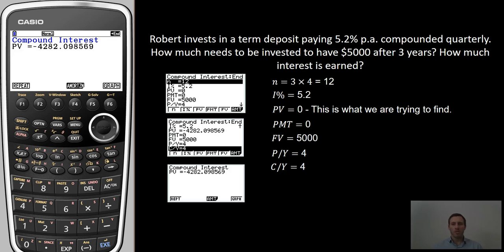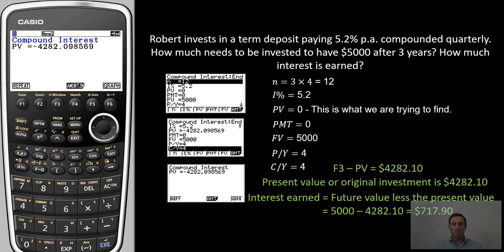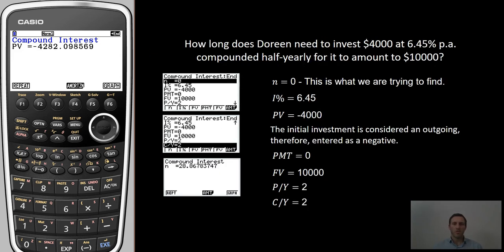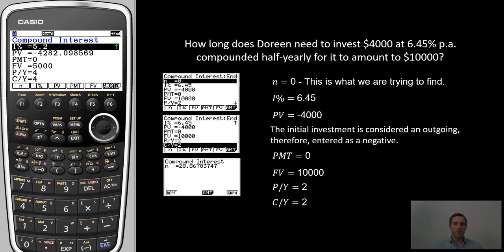Now we want to know how much interest is earned. We know our present value is $4,282.10. We take this away from our future value and we find that we earn $717.90. Let's look at how long it takes Dorian to invest $4,000 at 6.45% per annum, compounded half yearly, for it to amount to $10,000. Press exit to go back to our compound interest menu.